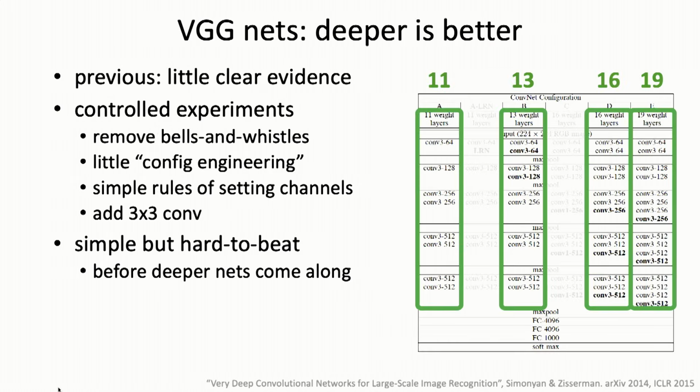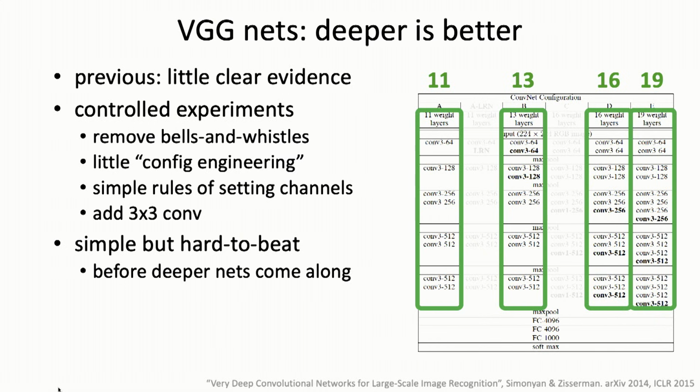So this seems to be a surprising statement because, actually, at that time, there was very little clear evidence that a deeper model is better. A part of the reason is that before the VGGNet paper, when people increased the depth of the neural networks, they also did something else at the same time. So there was no clear evidence that going deeper is the main reason for the network to get better accuracy. Then in the VGGNet paper, the authors designed very carefully controlled experiments.